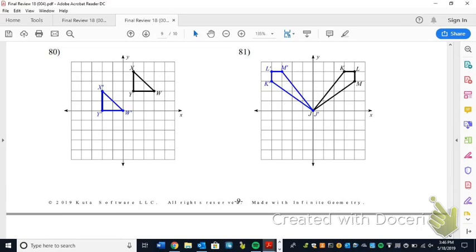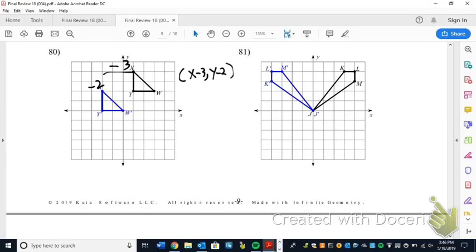81, we're looking for, so if on 80, notice that we're going from the black triangle to the blue triangle, or the pre-image triangle to the image triangle. So how do we get there? Well, what we would do is we would go back 3 spots and down 2. So we'd write that as x minus 3, comma, y minus 2.